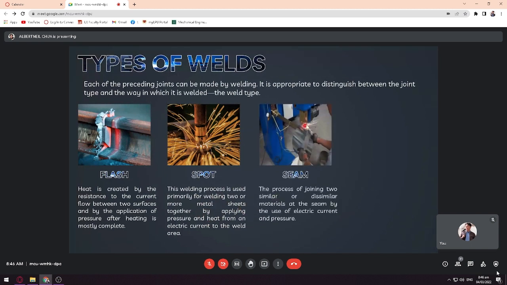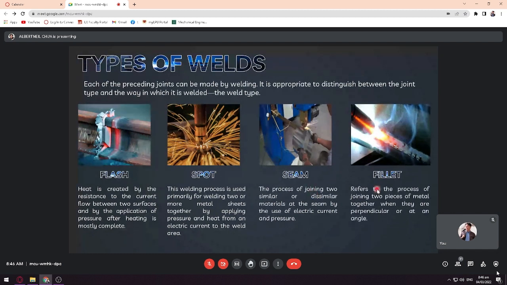For seam naman, ito kung makikita nyo, meron parang bilog dyan. Usually ginagamit ito pang enclose ng mga metals or mga sheet metals natin para ma-enclose siya. Seam welding yung ginagamit natin dito. Also electric current and pressure yung ginagamit sa kanya. For fillet naman, it refers to the process of joining two pieces of metals when they are perpendicular or at an angle. Basically, ito yung tinatawag natin na corner joint, yung fillet.